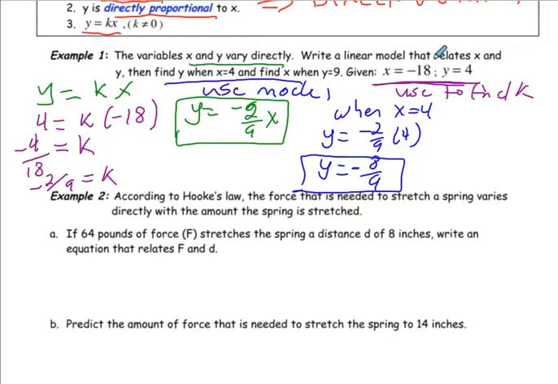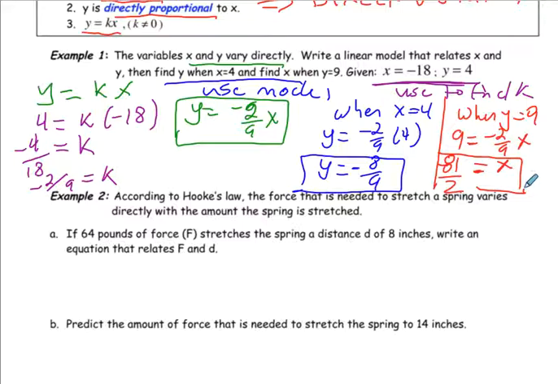And then the other thing that we're supposed to do is find x when y equals 9. So when y equals 9, we substitute in for y into our model. So 9 is equal to negative 2/9 times x. We'll multiply both sides of the equation by negative 9/2, and we'll get x is equal to negative 81 over 2. And that's the end of that problem. Let's go ahead and try the next example.